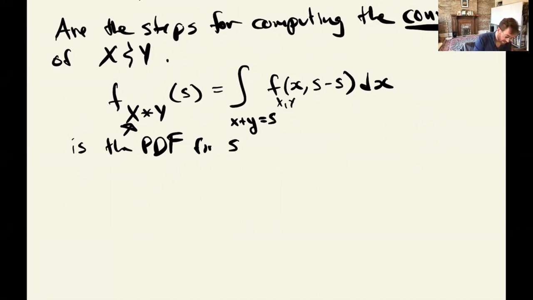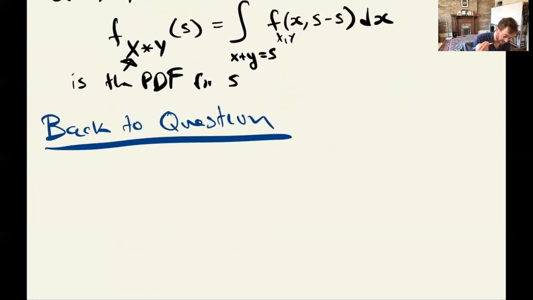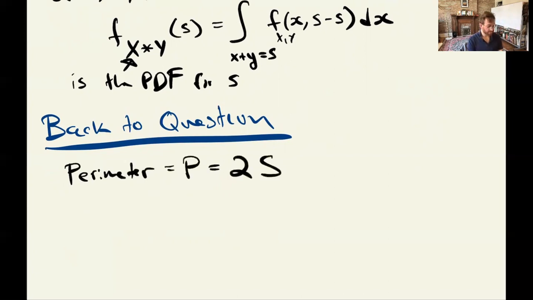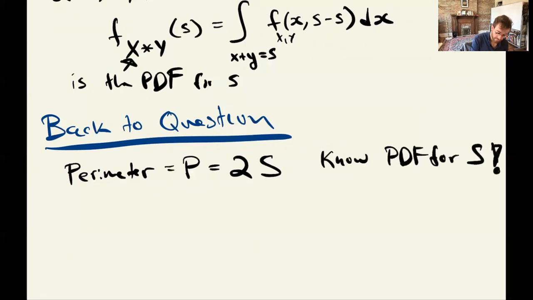All right, so back to the question here. And so here we're going to get to display some of the other things we've been working on. So remember the parameter, which we call P, is equal to 2 times the sum. And we know the PDF for S now. But how do we determine the PDF for P, knowing that P is 2 times S? So here we need to apply the formula.